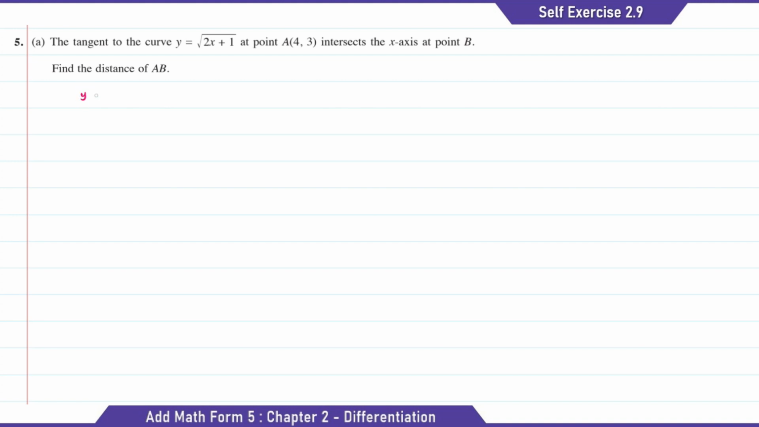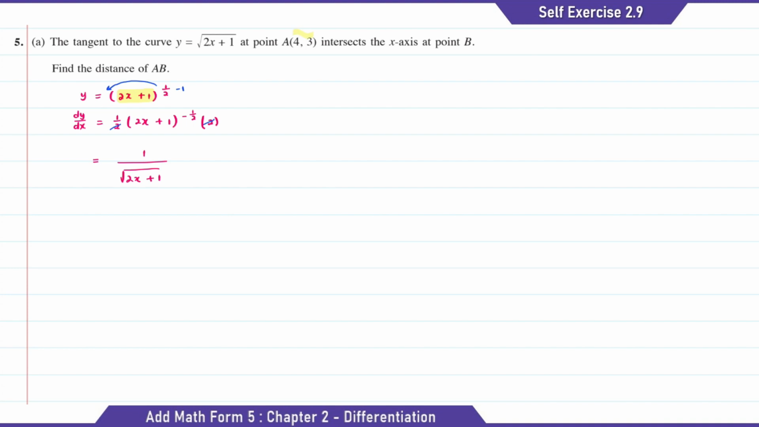For the equation, I can write this as y equals (2x plus 1) to the power of 1 over 2. Then dy/dx is equal to 1 over 2 times (2x plus 1) to the power of negative 1 over 2. Then differentiate the terms in the bracket, which is 2. Then we can cancel the 2 here. Then this is equal to 1 over (2x plus 1) to the power of 1 over 2, or I can write this as 1 over square root of 2x plus 1.